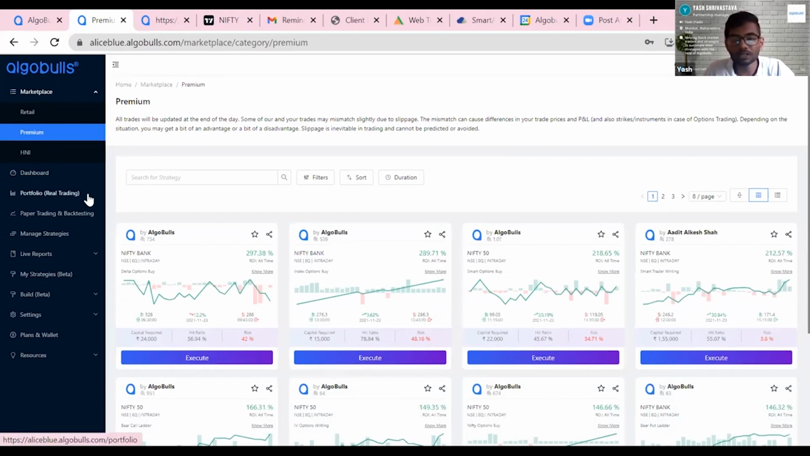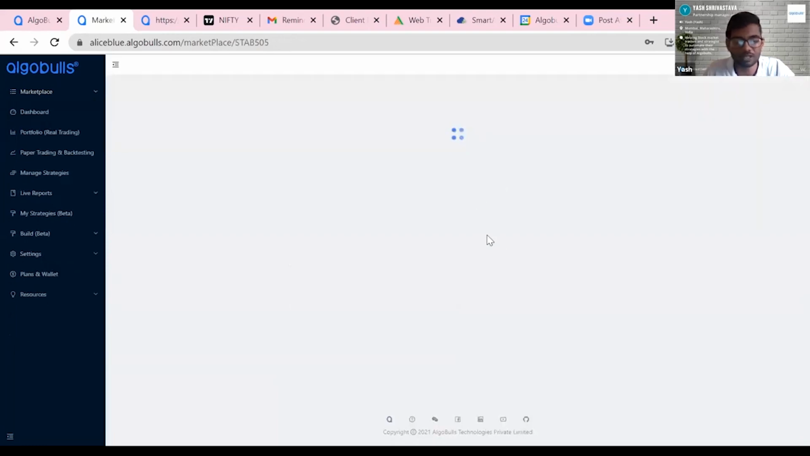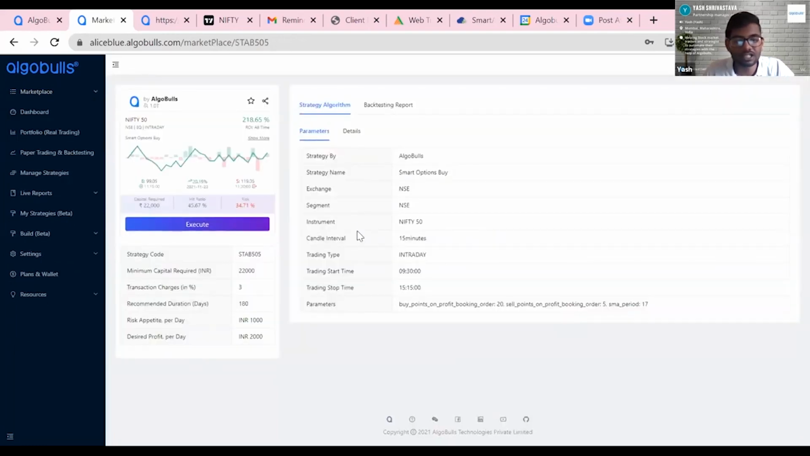Let me show you how a strategy card looks and how the trades are automated in this strategy. Suppose I go to Smart Option Buy, which shows me the profit I've been generating and so on. This is what the strategy card looks like, showing what the strategy is all about. This strategy is written by Algobulls, it is called Smart Option Buy, it is based on Nifty 50, and the minimum capital required is 22,000.